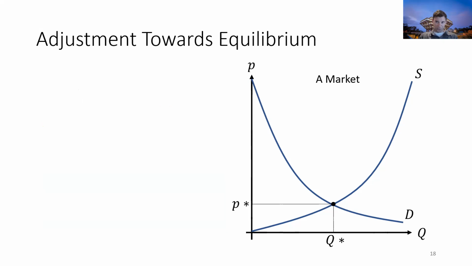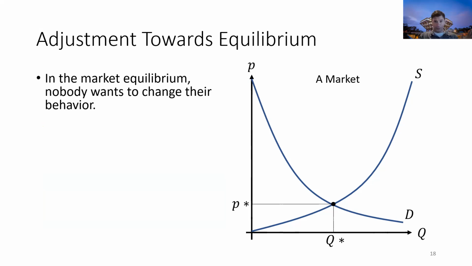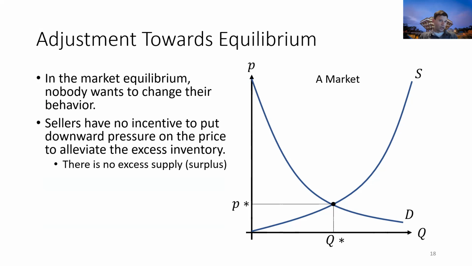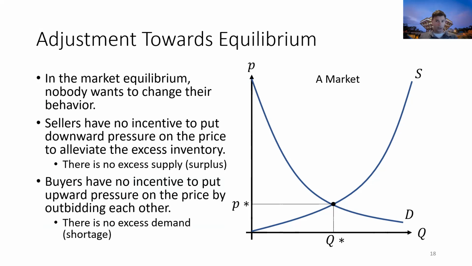Okay, so that adjustment towards equilibrium, right? That was happening on its own without the government needing to force anyone to do anything. Okay, and the reason why we refer to this as an equilibrium is, as we've mentioned before, an equilibrium is a situation where no one wants to change their behavior. And I would argue in the equilibrium, sellers don't have any incentive to push the price down because there's no surplus, and buyers have no incentive to try to bid the price up because there's no shortage.